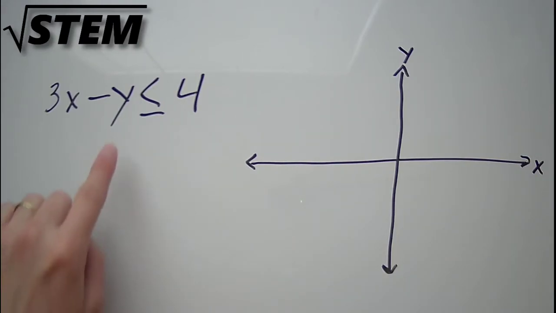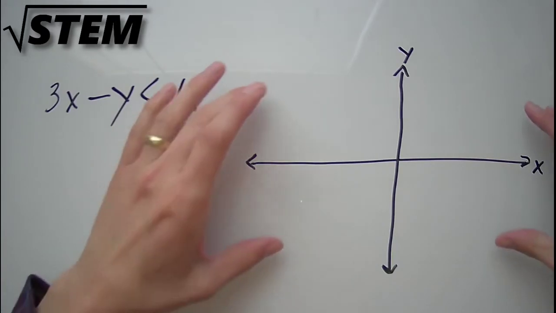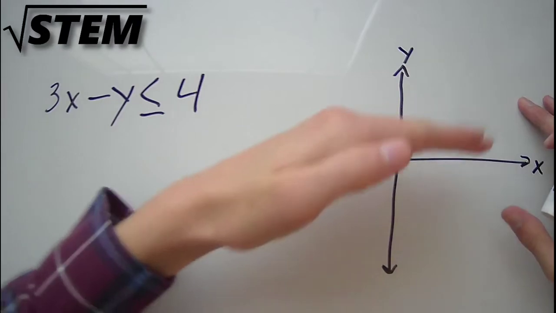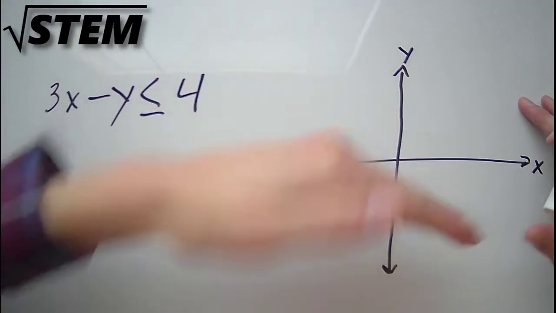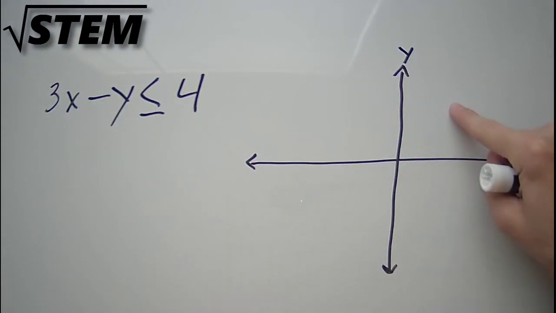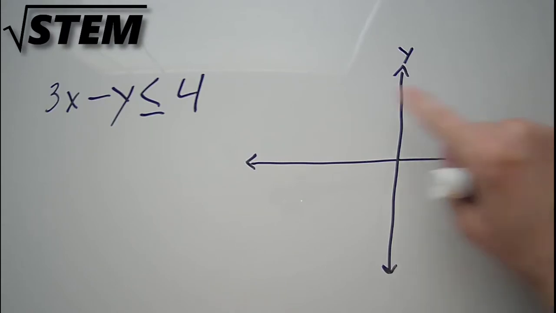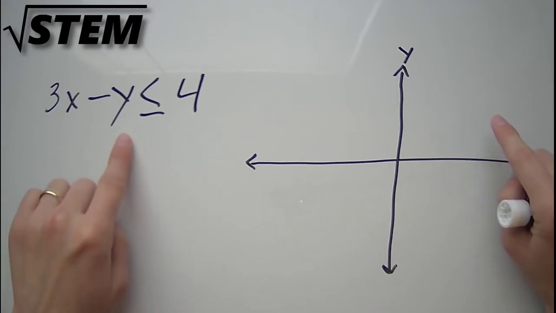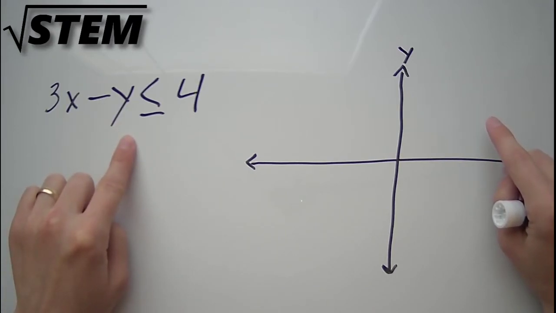Well, this is basically going to graph a line onto our xy plane that's going to split it into two pieces somehow. Then everything on one side of the line will be shaded in, because points on that side of the line will make this inequality true.